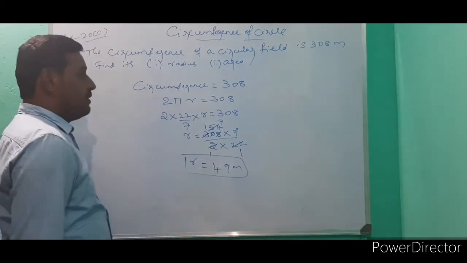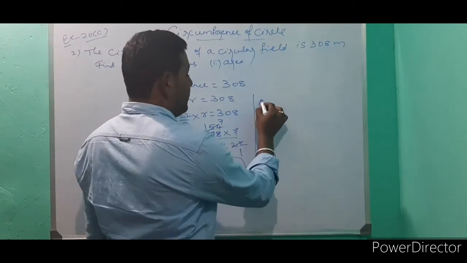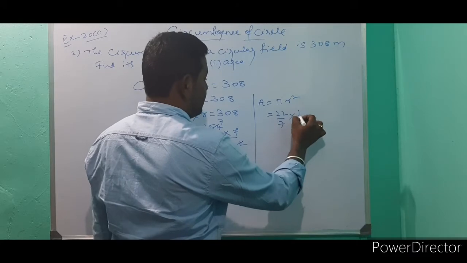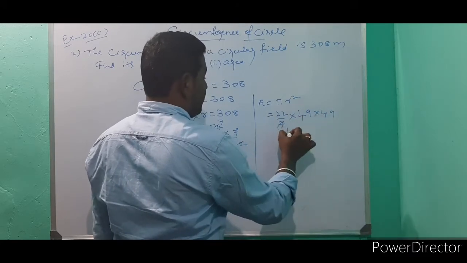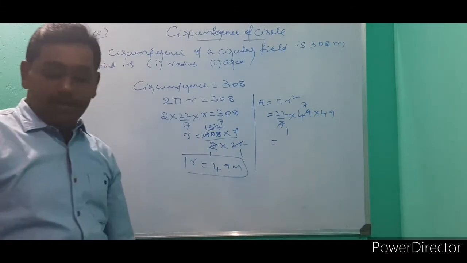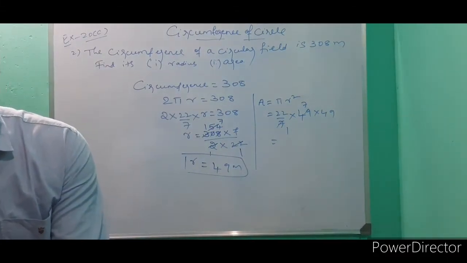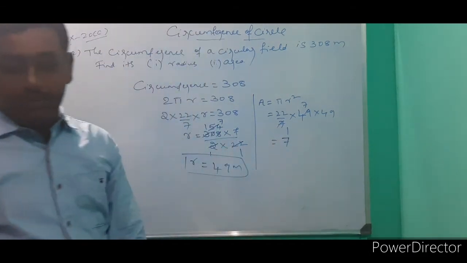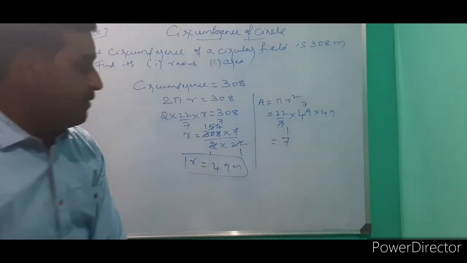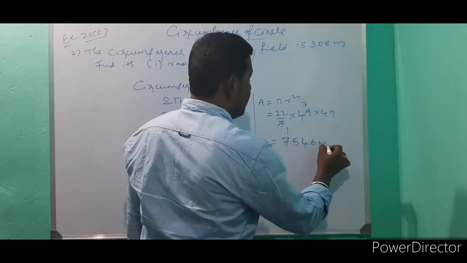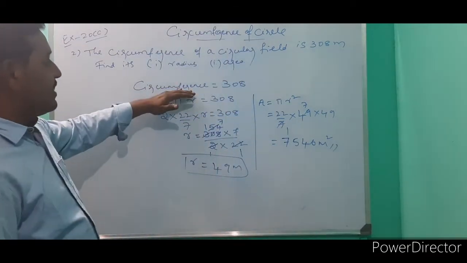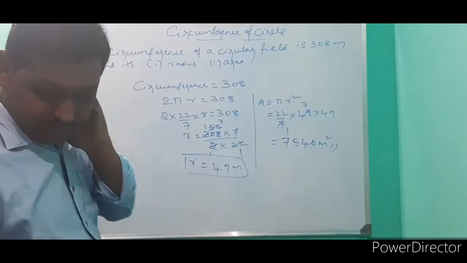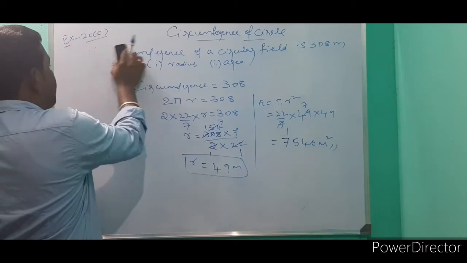The answer is correct. Next we have to find the area. Area formula is pi r square, 22 by 7, r value is 49 into 49. 7 ones are 7, 7 sevens are 49. If you multiply all those things, you will get the answer 7,546 meters square. So using the circumference, first you have to find the radius and then you have to find the area. Next problem we will go.